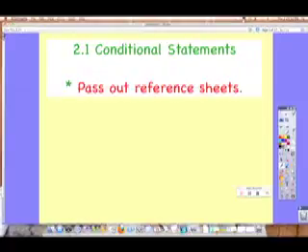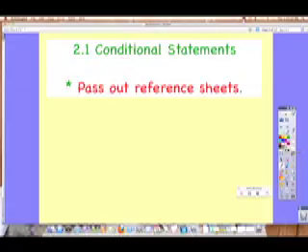All right, so we are on page 29 in our notebooks. We're starting a new chapter, chapter 2, section 1, conditional statements. Now I passed out those reference sheets. Again, it says geometry reference sheet at the top. This is yours. You can use it at all times. It's the reference sheet you get on the CRT for geometry.